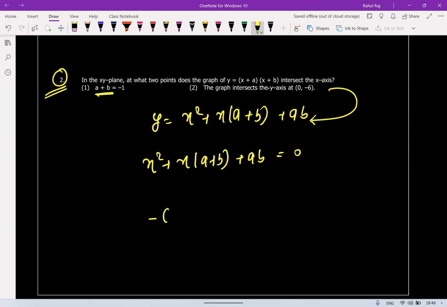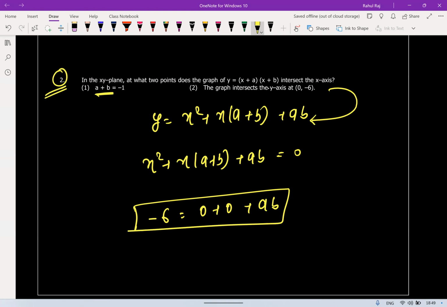So it means y is minus 6 when x is 0. So this is 0, this is 0 plus AB. So you have got AB is equal to minus 6 from option number 2. Put it over here. See, this is straightforward. Option number 2 gives you the value of AB. Option number 1 gives you the value of A plus B.